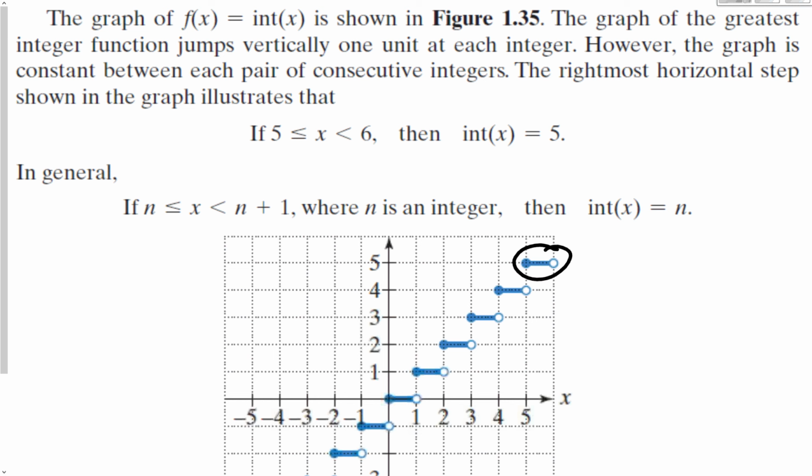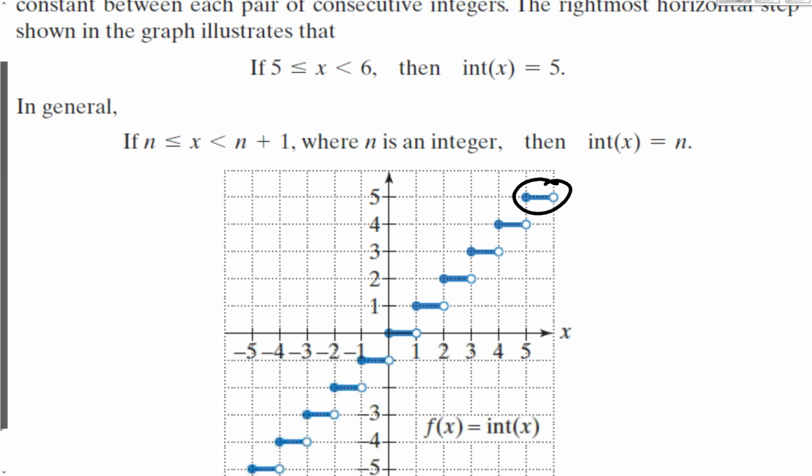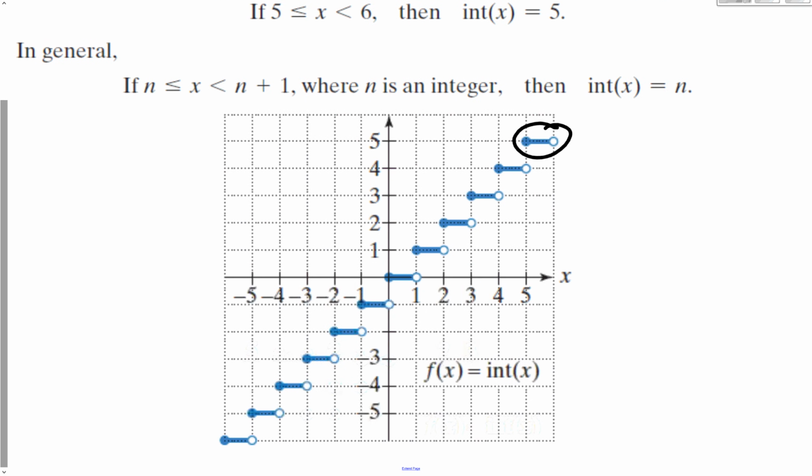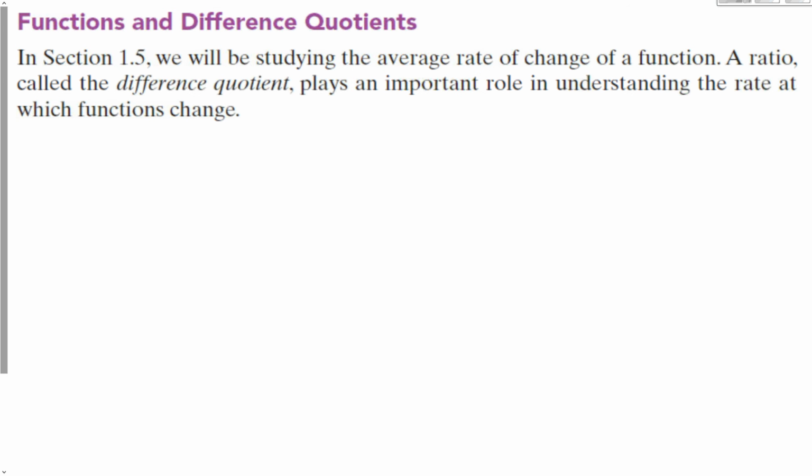So in general, if n is less than or equal to x, which is less than n plus 1, where n is an integer, then you have the greatest integer function. So this function is just a good thing to know, and something that we'll use a little bit in the future, but not that much.